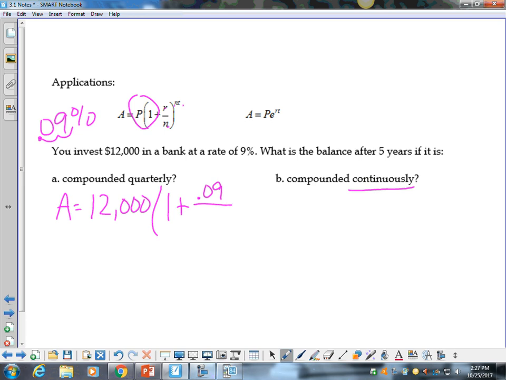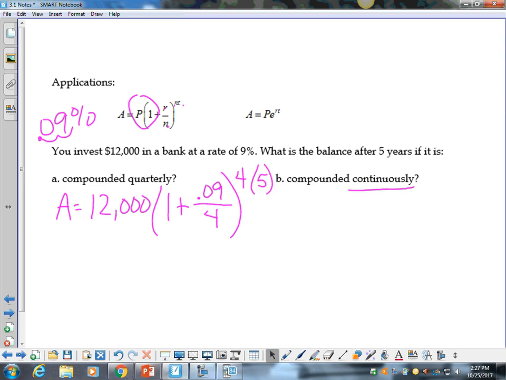Now, what does N stand for? The number of times per year. So for quarterly, there's your 4 again. So you got 4s back to back there. Times how long are we leaving it in there?